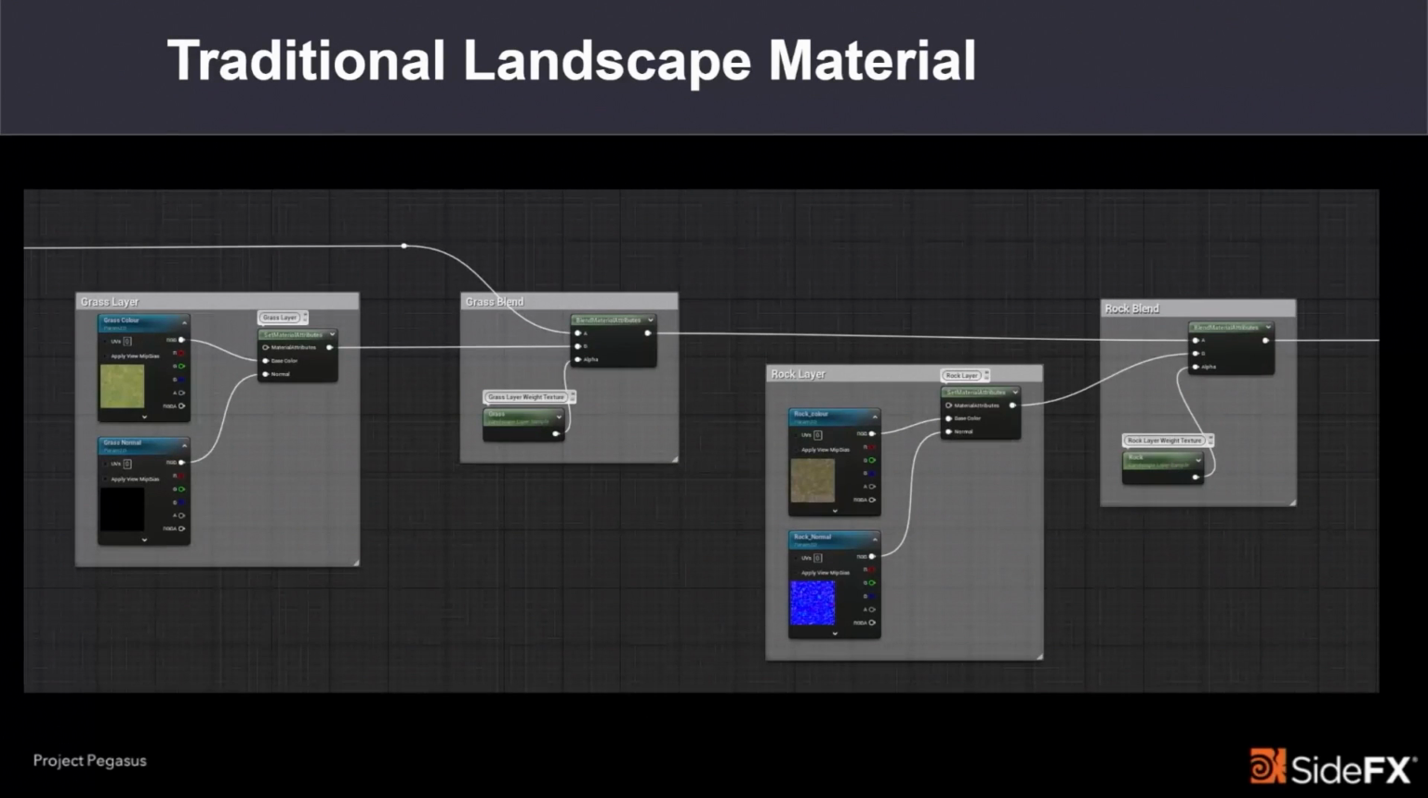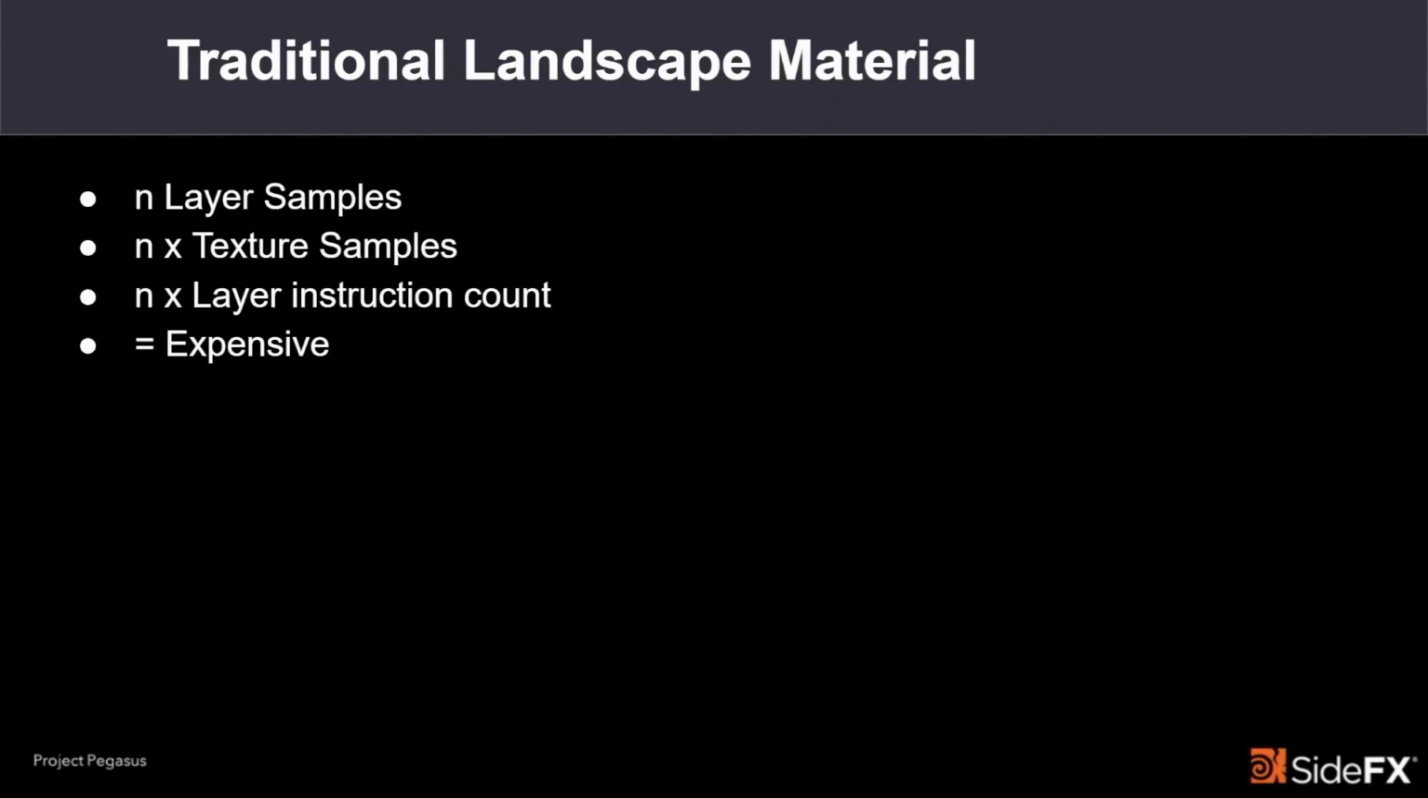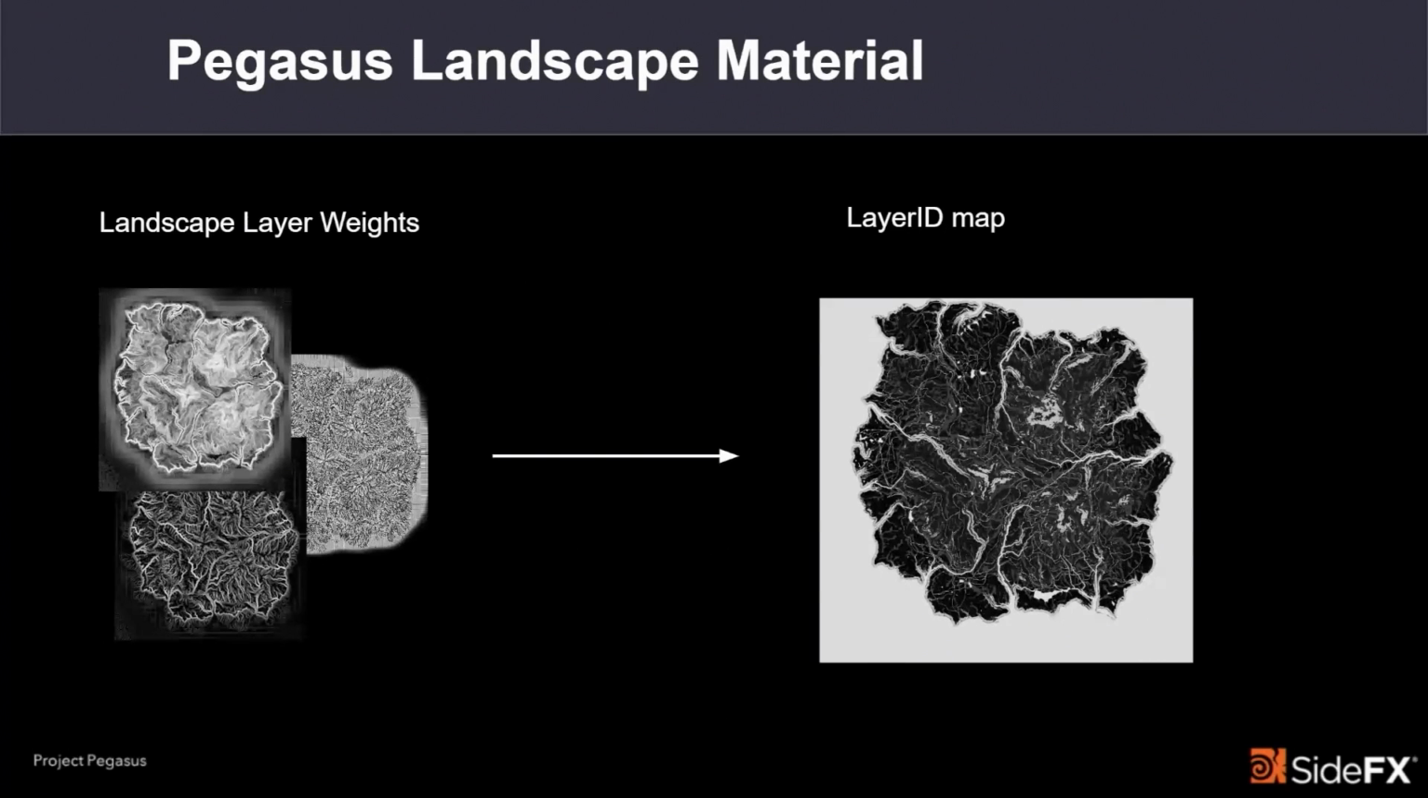But this can get a little bit expensive because for every single different material, you have to blend an entire material together. So as you add more layers, that multiplies the number of texture samples, the number of layer textures, the number of instructions, and it can get pretty unsustainable for large, complex landscapes.